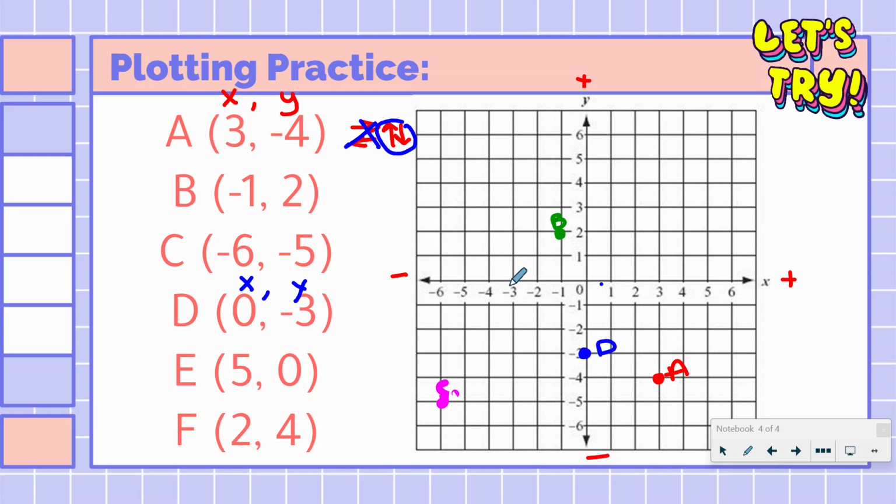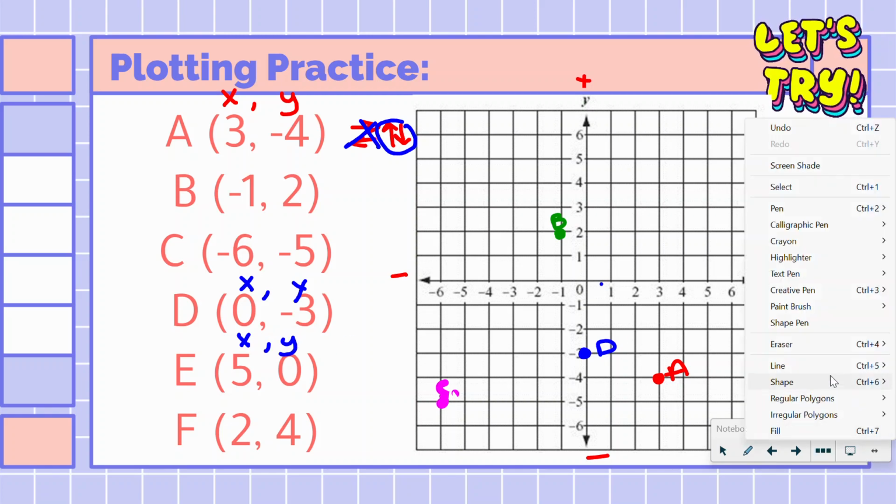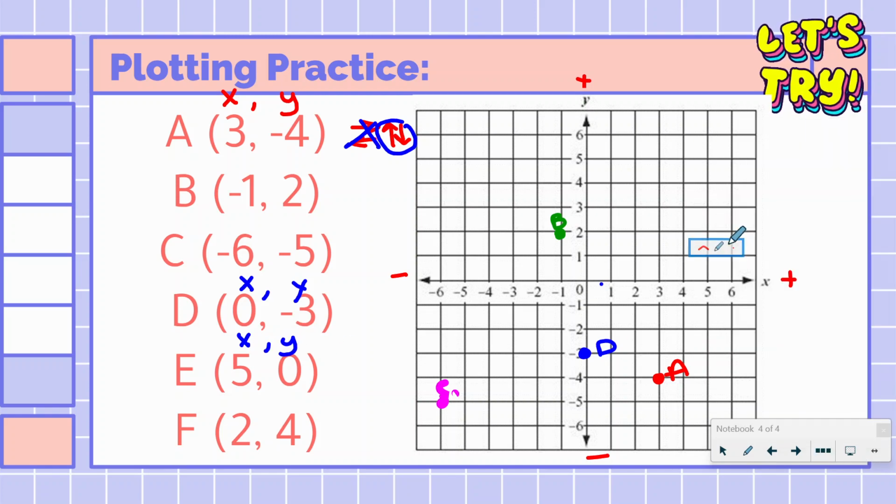Some students want to put that point here, but this point would be negative 3, 0. So really think to yourself before you do those, am I moving on the x-axis or not? If it's 0, I am not moving side to side. Similarly, for E, change up our color again. We have 5, 0. So I am moving on the x-axis 5, but y is 0, and y is up and down. So if y is 0, I'm not moving up or down.